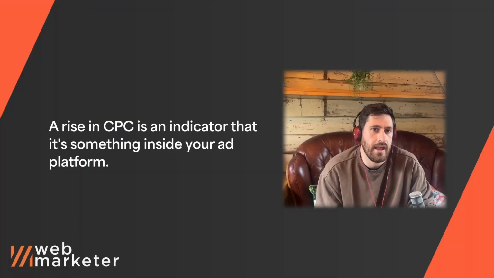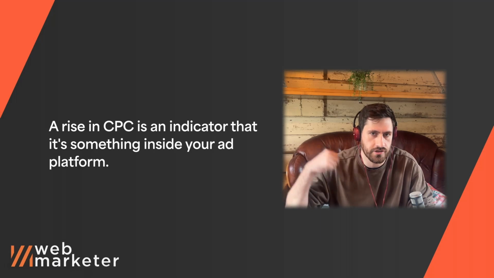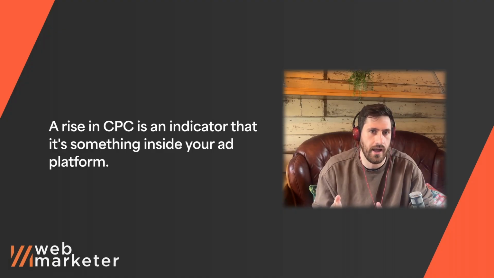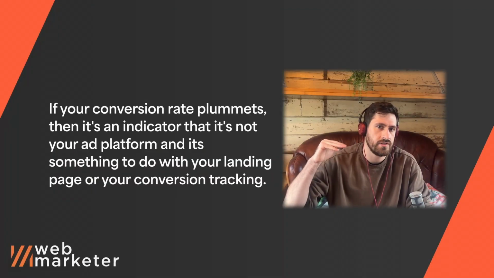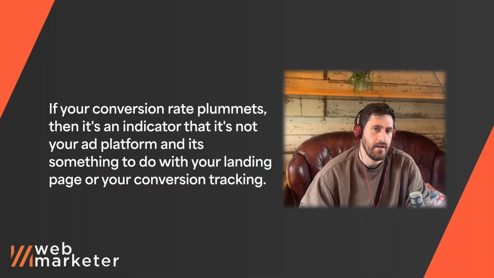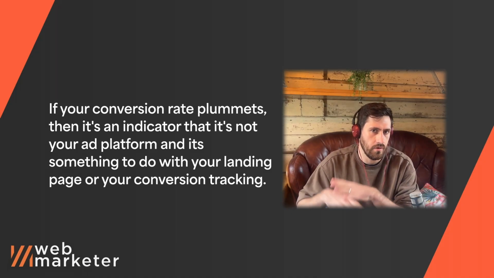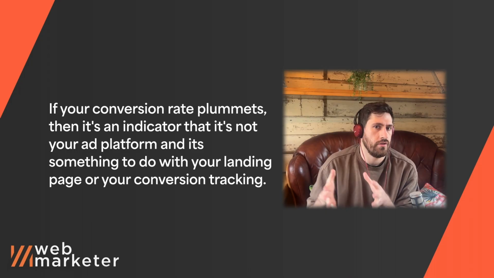I think what's handy here then is how do we figure out which of those 4 it is? And we were talking about this separately. There's a way that you can be guided in the right direction. So if all of a sudden your CPC has shot up, this is a really solid indicator that it's something inside of your ad platform. And then the other one that we mentioned is your conversion rate. So if your conversion rate all of a sudden plummets, then that's a really good indicator that it's off ad platform and it's something to do with your landing page or the conversion tracking.